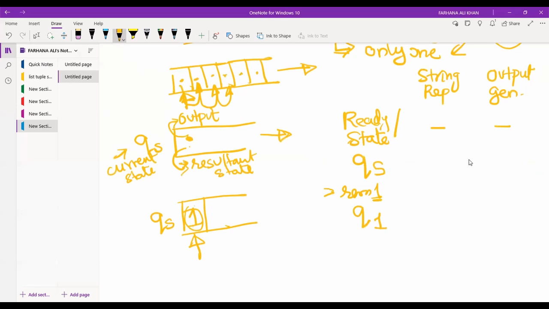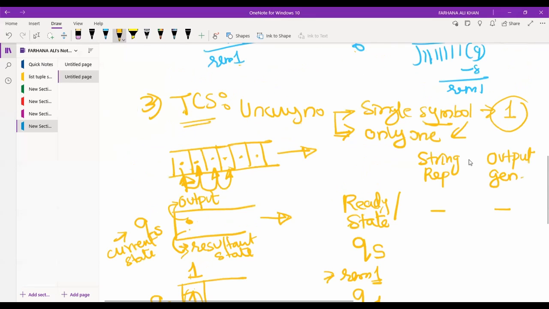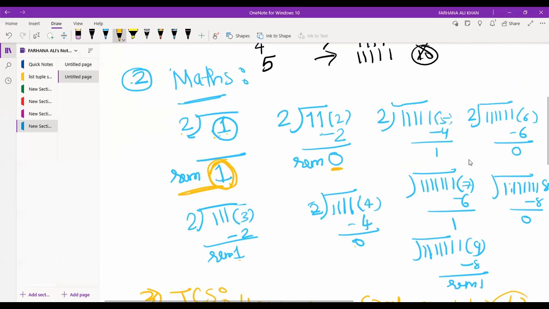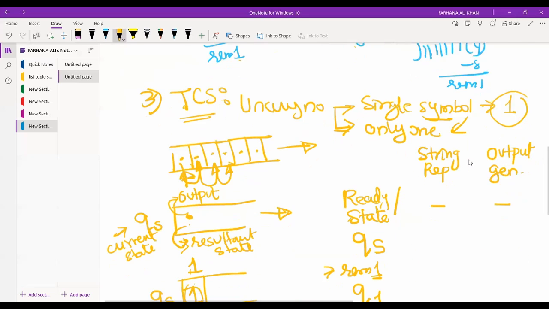Now here, the remainder 0 state has generated output 1. So I will write output 1. And to this state, which is our resultant state, our current state was QS. QS after reading 1 has generated the output 1, and it is going to the next state, which is remainder 1. That means after dividing number 1 by 2, we are getting output 1. To this output 1, we are giving a good name, which is called remainder 1 in the case of your mathematical method.